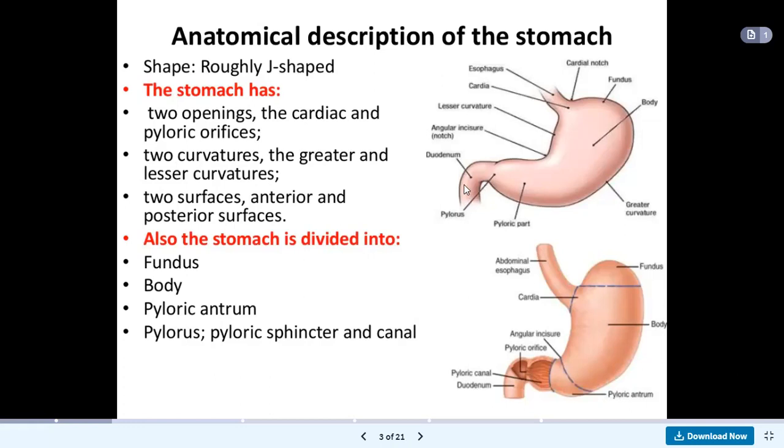And then the stomach has two openings and two curvatures. What are the curvatures? The greater and the lesser curvature. The greater curvature is this big one here. You see the shape like this. This is the greater curvature of the stomach. You see that it is longer.